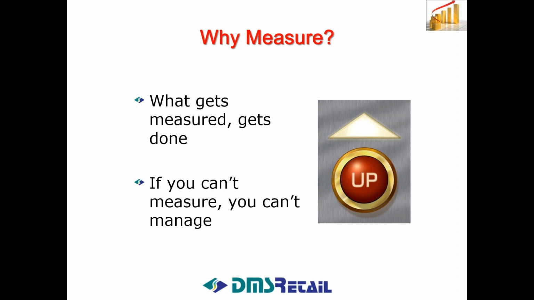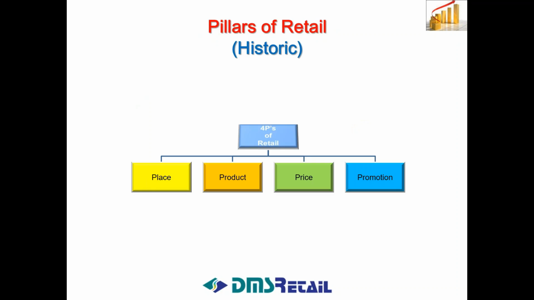Now, what do we need to measure? During the formula conversation, we're going to address specific KPIs, but generally speaking, when we look at the retail business, we're looking at pillars of retail. So let's look at what those pillars are and how we can measure them before we move to the formula. It started with 4 pillars, sometimes called the 4 P's of marketing.